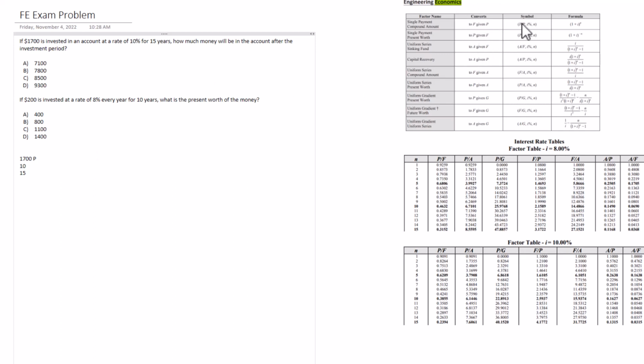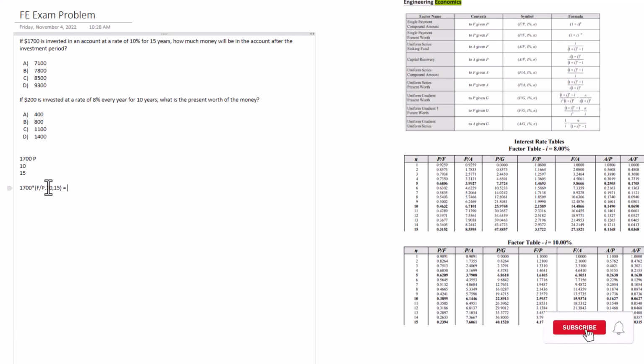So we're going to be using F over P, i percentage, and then n. You can use the formula. I find that the table is probably actually easier to use in this case. So 1,700 times, and this is how you set up the problem. And then you're going to be setting up one of these equations here and then plugging in that value when you set up the simple equation. So F over P. Then the percentage is 10% and the time period is 15.